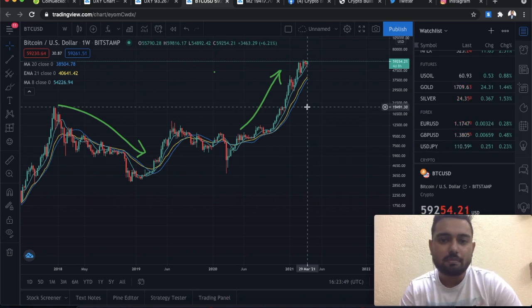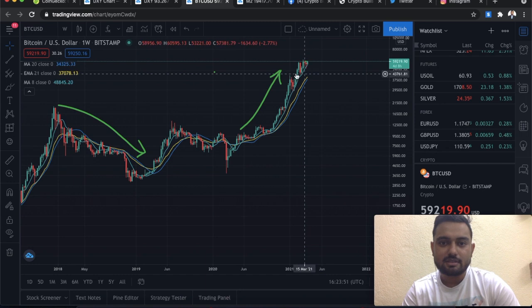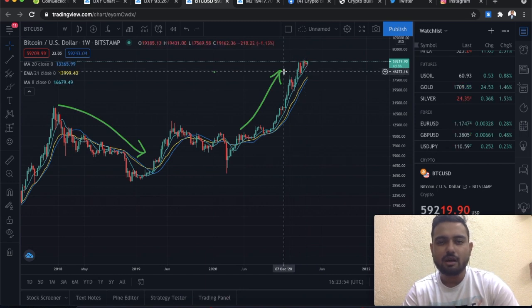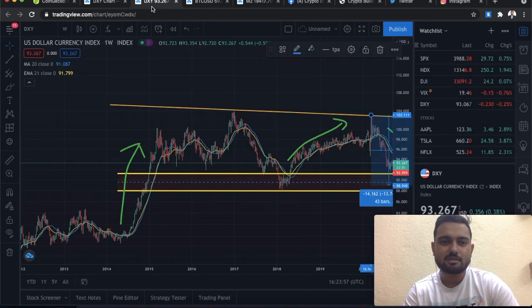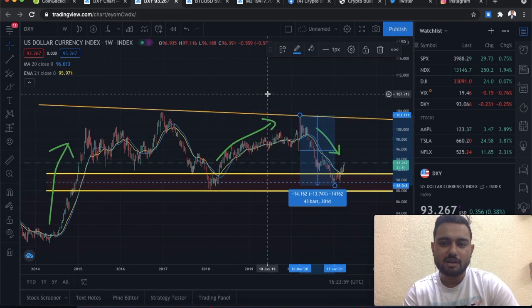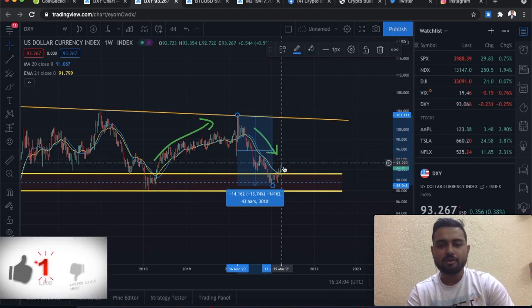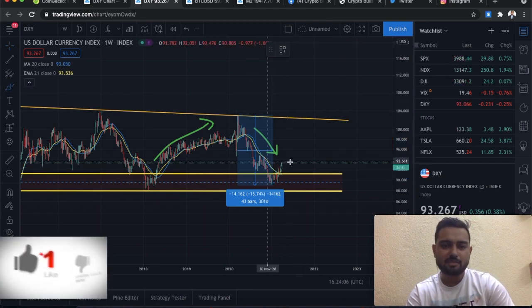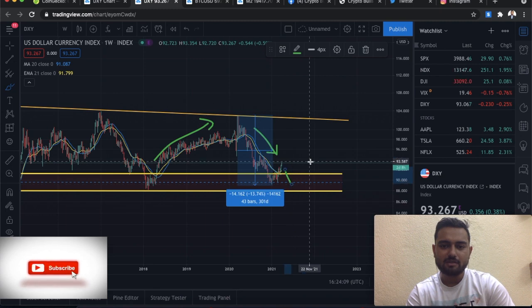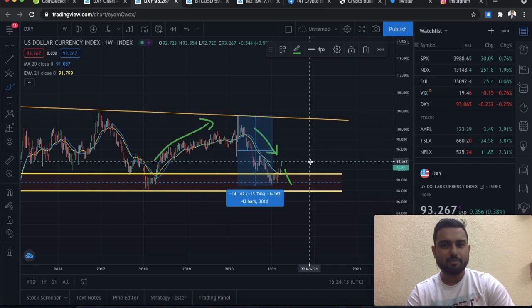Now, I will keep this in mind. I'll keep noticing this DXY chart of the dollar, because if this proves out to be a fake out, then we are pretty good. If we come down again from this range, somewhere around here, then we are good enough. Then we are doing pretty good. Otherwise, there might be some sort of action that we might see on the Bitcoin chart as well.